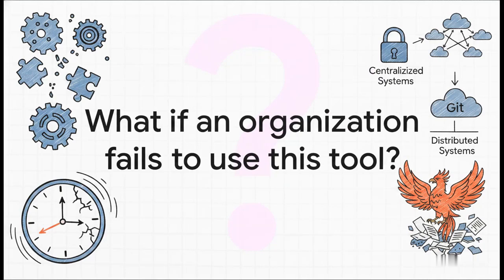So, we've seen how version control acts as a project time machine and enables this fearless collaboration. But what happens when a massive organization completely fails to use this fundamental tool? Well, the results are often catastrophic. We're going to explore exactly what that fallout looks like in our upcoming explainer on the Project Phoenix case study, where we'll also take a deep dive into Git and distributed systems. Until then, ask yourself, couldn't your projects use a time machine?